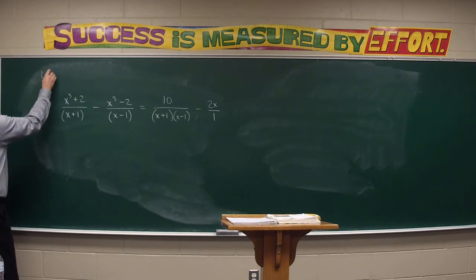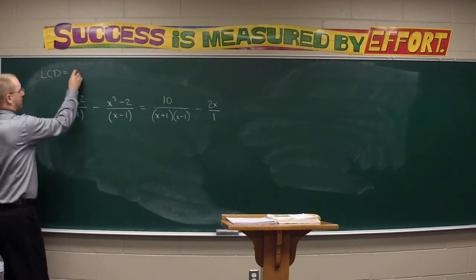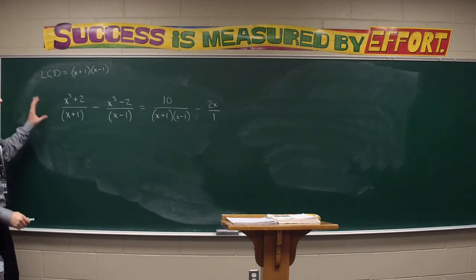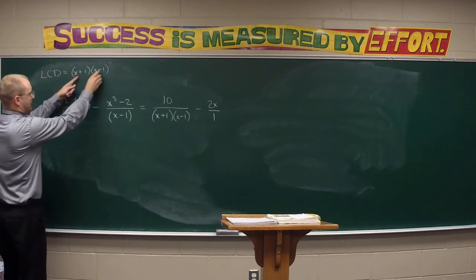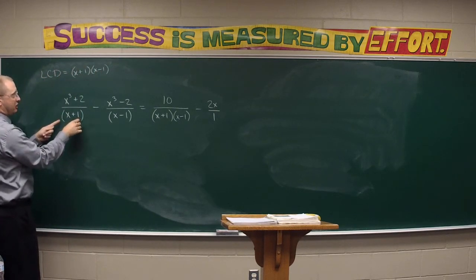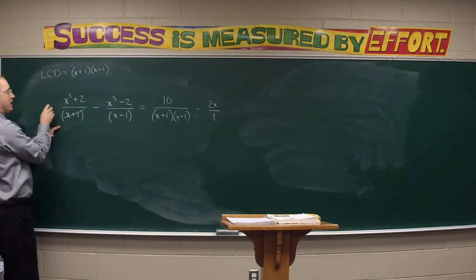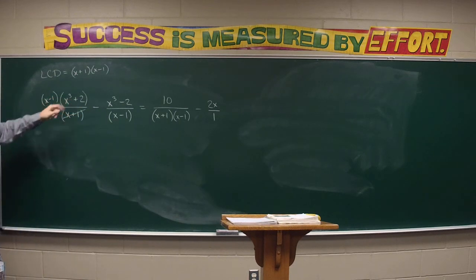Okay, so what's the LCD here, class? X plus 1, x minus 1. And everything gets multiplied by that. If I multiply x plus 1, x minus 1, obviously I'm going to cancel away the x plus 1, but I still have the x minus 1. What am I going to have to do with the x minus 1 and the x cubed plus 2? Foil. But I'm not going to be able to combine the outer and inner because they're not similar. So I'm really just double distributing.